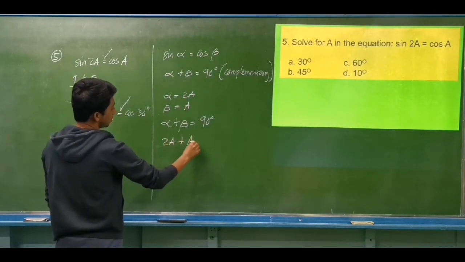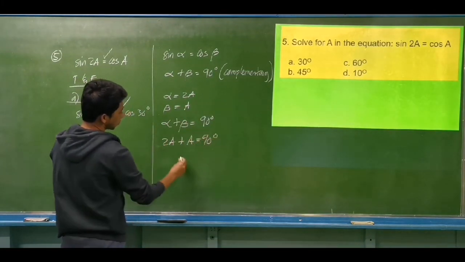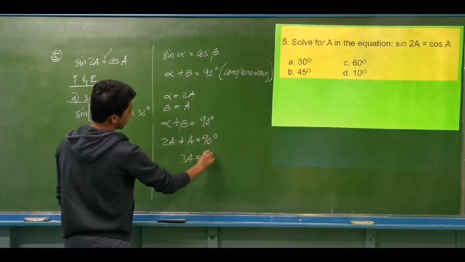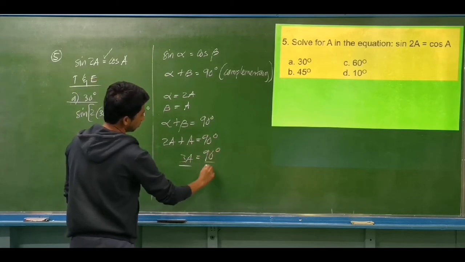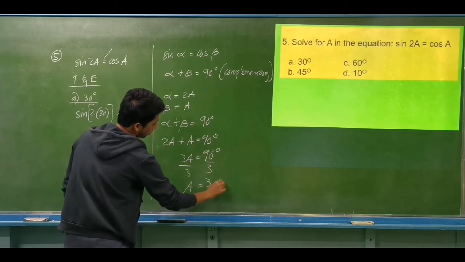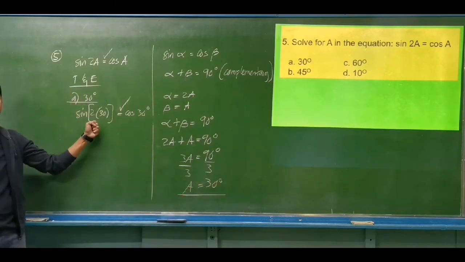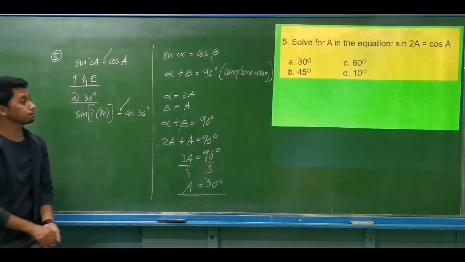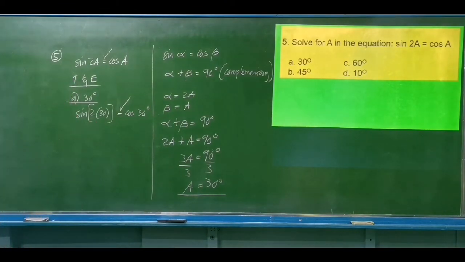Ano yung beta? A is equal to 90 degrees. So this is the same as 3a equal to 90 degrees divided by 3. So we have the angle A is equal to 30 degrees. So tama yung sagot natin by trial and error. Okay? So that is number 5.